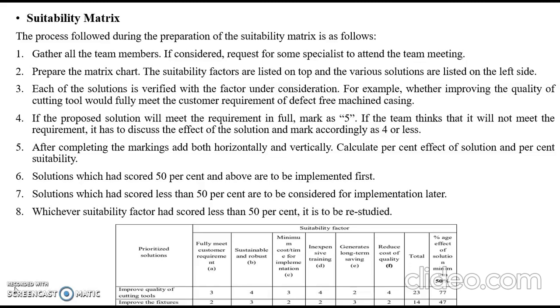Next factor is generate long-term savings. The improved process must generate long-term savings for the organization. Before proceeding with full implementation of the revised process, it is necessary to calculate the long-term savings due to the process change.